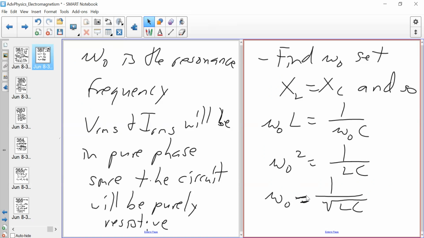If we can adjust the frequency, adjust the values of L and C to make this frequency, then we can set the reactances equal to each other, and now we have the voltage RMS and the current RMS in phase. We can tune into that 60 cycles, 600 cycles, whatever your radio station is going to broadcast, we can tune in.